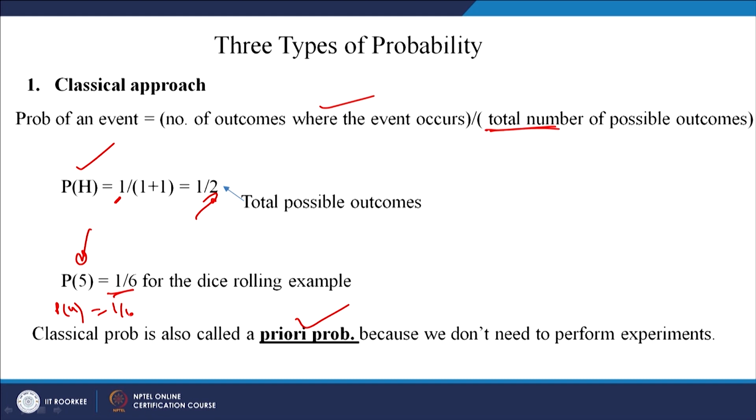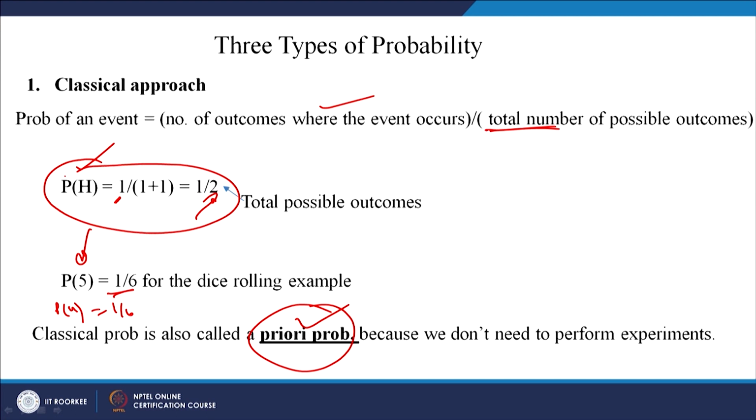Now, we call this, as I said, a priori probability. Why we call it a priori probability? Because to get the answers you need not perform any experiment, is not it. You need not actually throw a coin to know what is the probability of getting heads, right. So, that is why this one is called a priori probability.